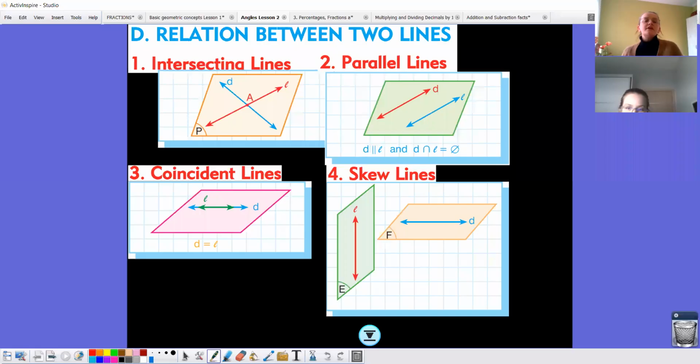The second part, relation between two lines. Also, you have this in your book, but you can draw them if you have your notebook with you. If you draw them in your notebook, it will be better for you.